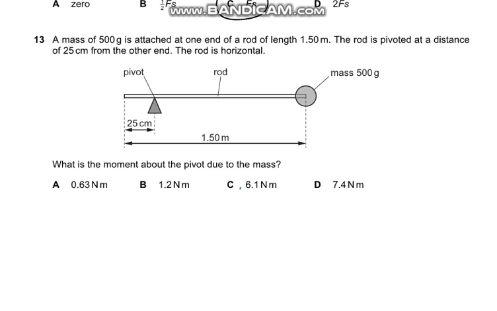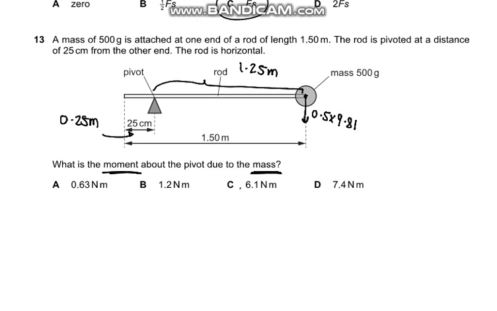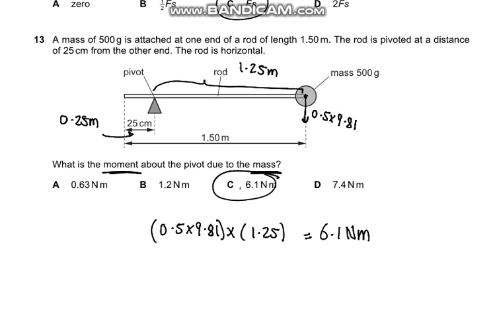In this question it says that a mass of 500 grams, so this is basically 0.5 kilograms, so the weight is 0.5 multiplied by 9.81. What is the moment about the pivot due to the mass? So the moment is this weight multiplied by this distance. This distance is 0.25 meters, so this distance becomes 1.25 meters. So the moment is weight multiplied by the perpendicular distance, which is 0.5 multiplied by 9.81 multiplied by 1.25. So this makes up 6.1 newton meters. C is the appropriate answer.